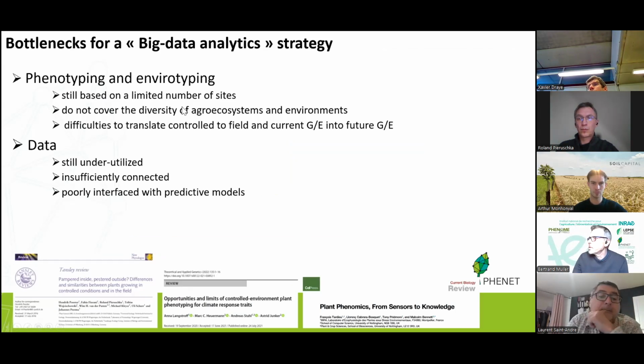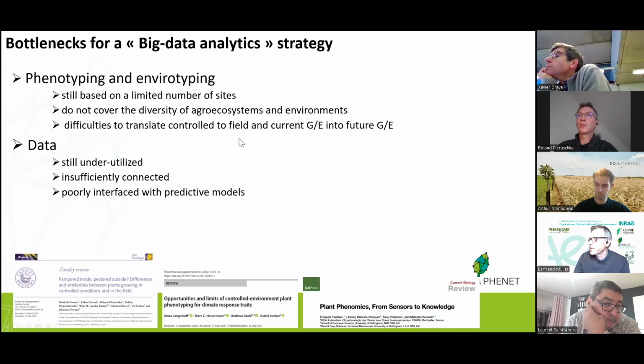Of course, these platforms are much fewer than the diversity of ecosystems that exist in nature. And we should also be warned that we have difficulties translating controlled to field information, and from current genotype-environment interaction into future genotype and future environment.